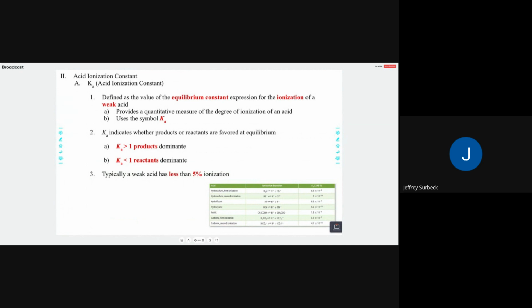So these numbers, you can see 8.9 times 10 to the negative 8th, pretty small number. We go all the way down, 4.7 times 10 to the negative 11th, even smaller number. If something's less than 1, our reactants are going to be dominant, meaning there's a lot higher concentration of reactants than there is products, okay? So keep in mind when we talk about products and reactants dominating the equilibrium, it is saying, okay, if it is the case, reactants dominate, very little of those H's actually broke off of that original acid, all right?